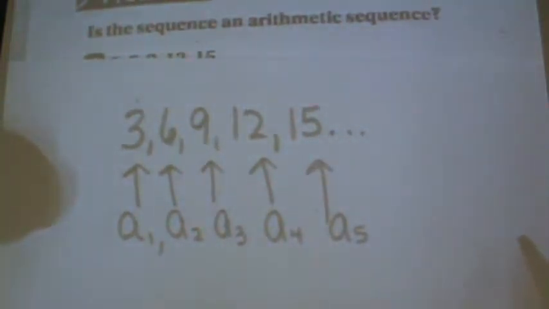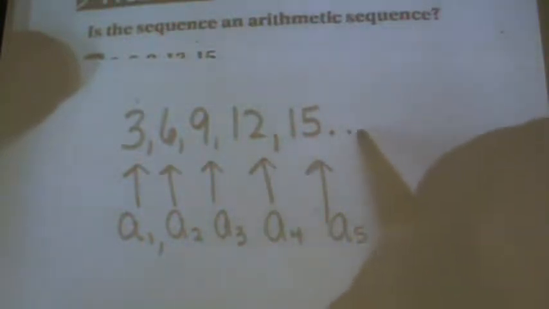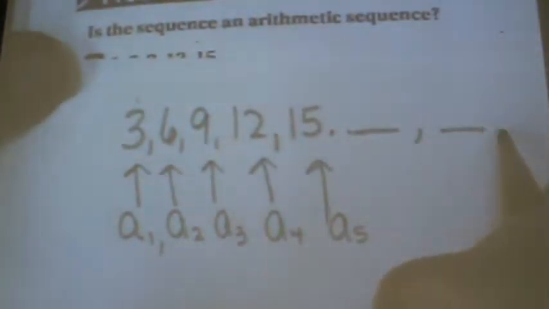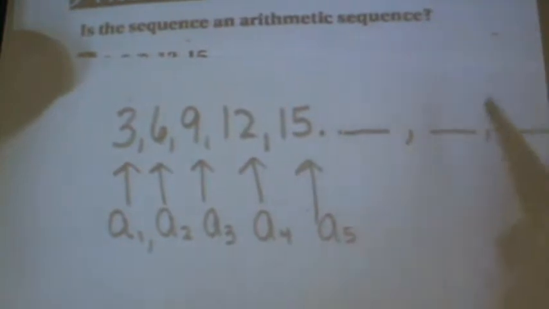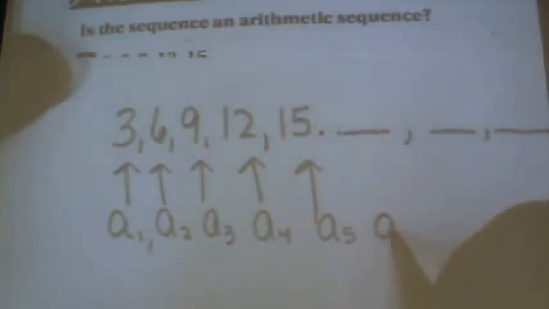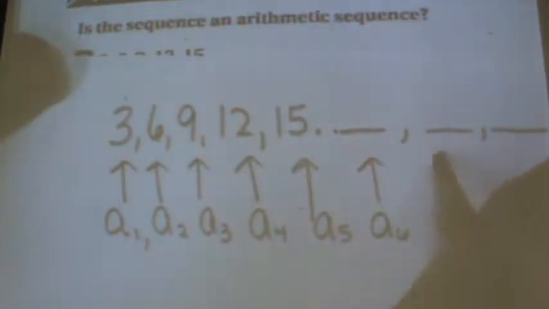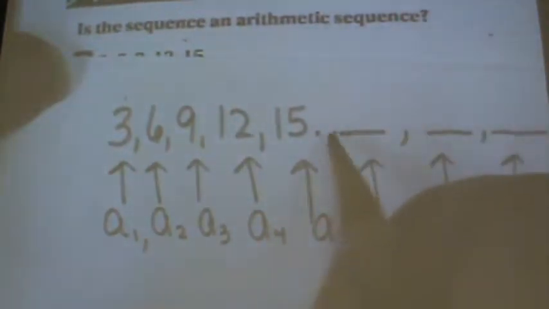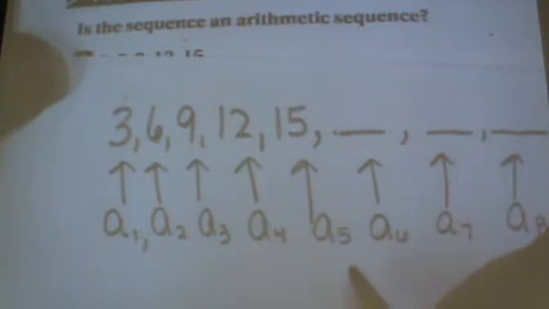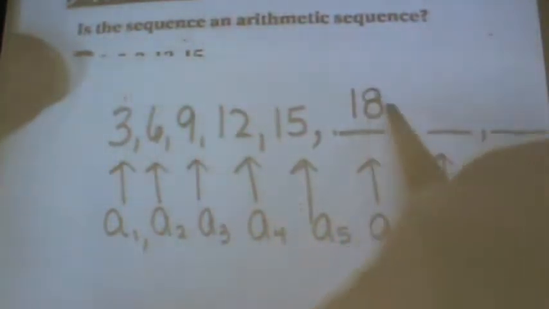Okay? So, if I ask you to look at this pattern of numbers and give me the next 3 terms in the sequence, can you tell me what they are? What would be the 6th term? What would be the 7th term? And what would be the 8th term? 24. What would be the 6th term? 18. How did you get 18?